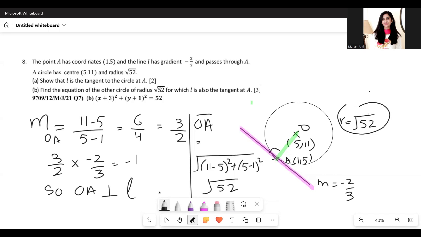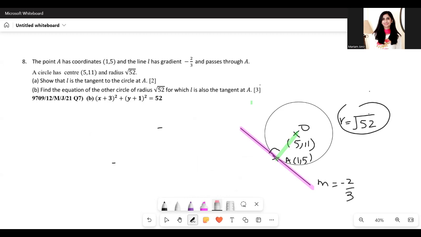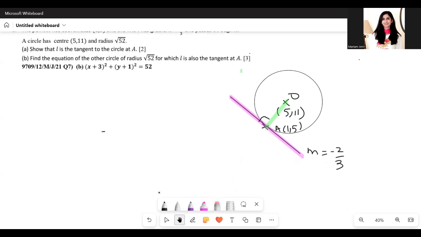Okay, part B. Find the equation of the other circle with radius √52 for which line L is also the tangent. So, okay, now we need the equation of another circle that is also tangent to the same line. It should be somewhere over here. This should be the other circle that has the same tangent. So we need this center, and the radius is already known. It is also square root of 52.